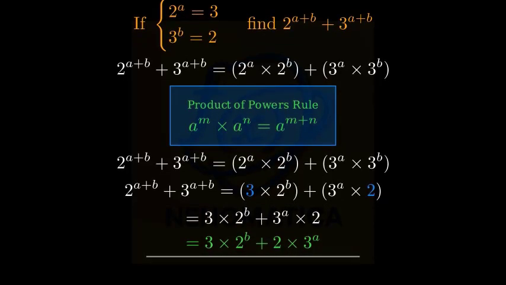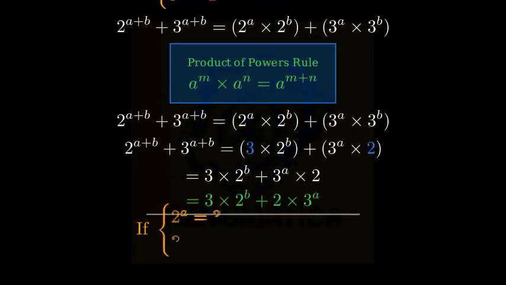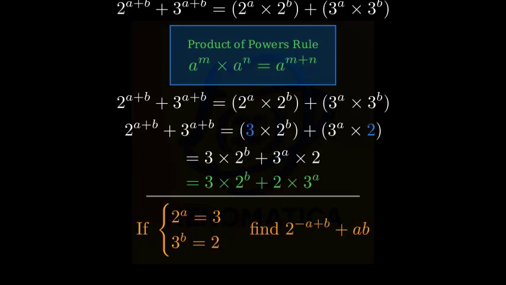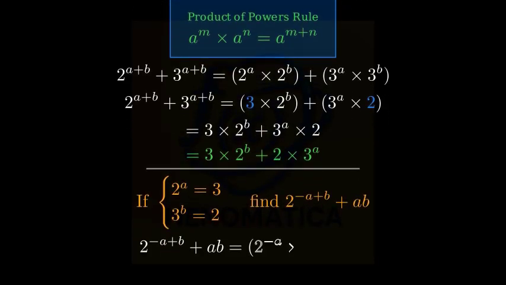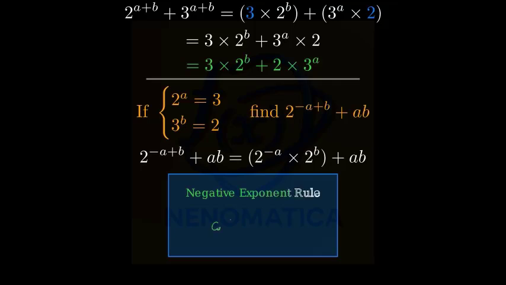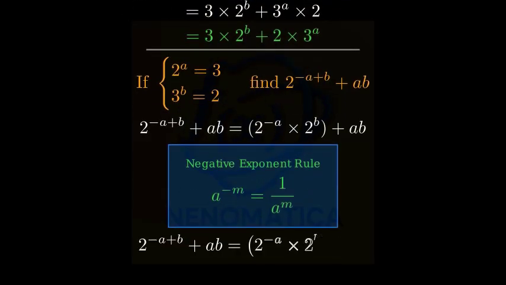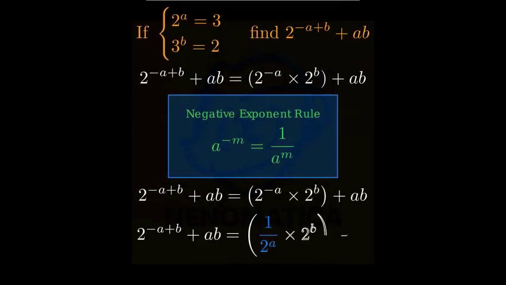Now, let's solve the second part of our problem. For our second problem, with the same conditions, we need to find the value of 2^(-a+b) + a times b. Let's start by rewriting 2^(-a+b) using exponent properties. This is equal to 2^(-a) times 2^b. 2^(-a) can be rewritten as 1 over 2^a. So our expression becomes 1 over 2^a times 2^b plus a times b.